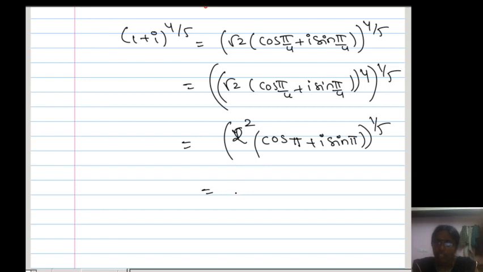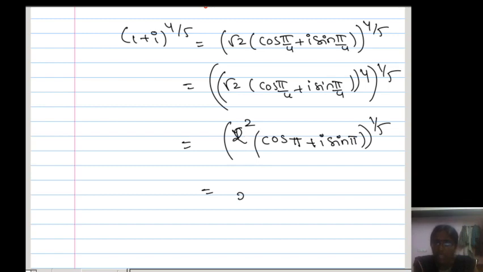2 power, now 2 power 2 (cos 5 plus i sin 5) whole power 1 by 5. I want the fifth root of this complex number. What is the solution for the fifth root of the complex number?